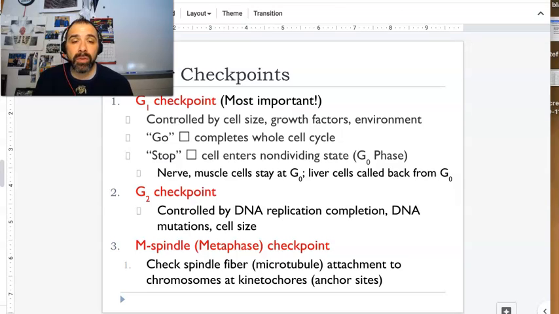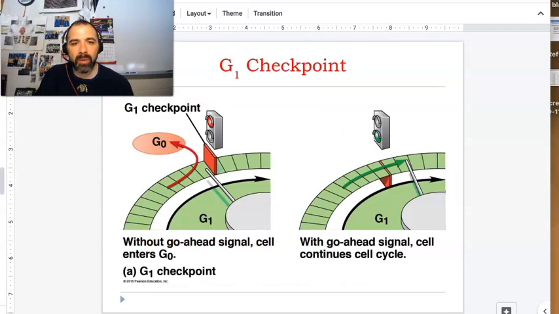If it's a go, it completes the whole cell cycle. If it's a stop, the cell enters a non-dividing state, which is your G0. Nerve cells and muscle cells stay in G0. Liver cells can go back and forth. The G2 checkpoint is controlled by DNA replication; DNA mutation or cell size can stop it. And then the M phase has its checkpoint: check spindle fiber attachment to chromosomes at the kinetochore.